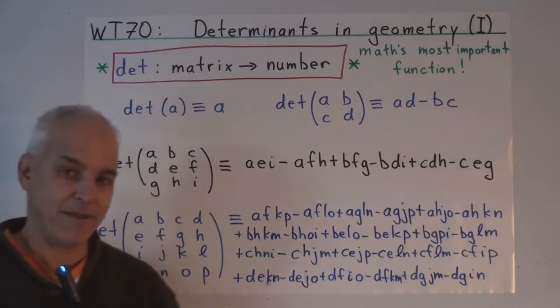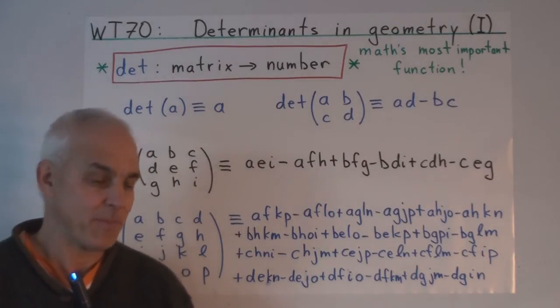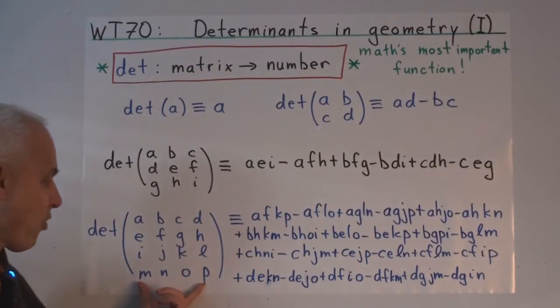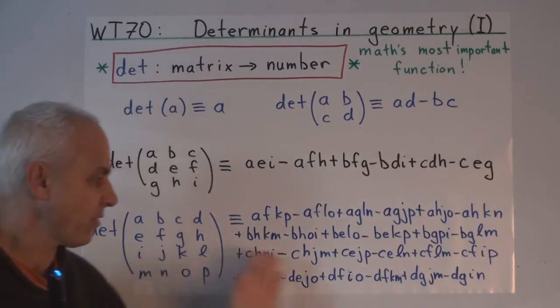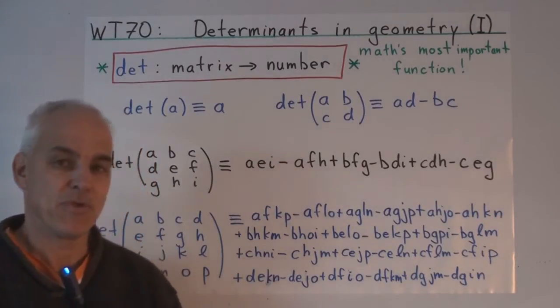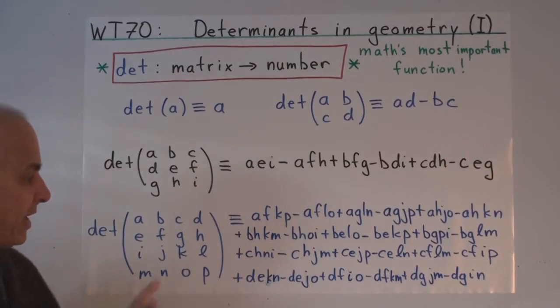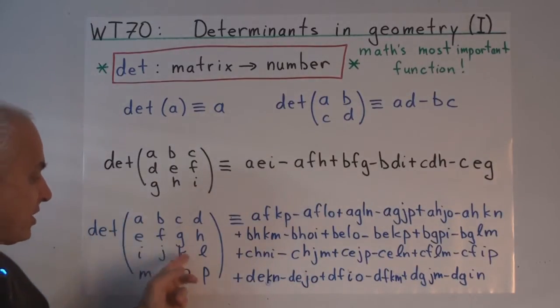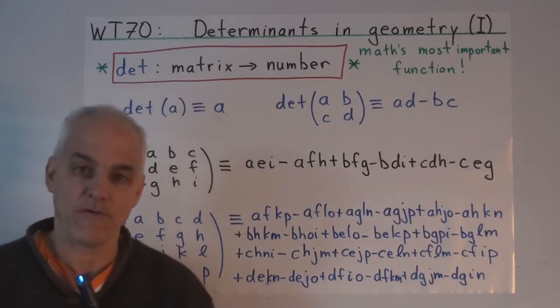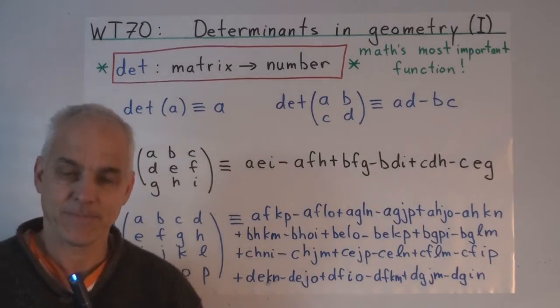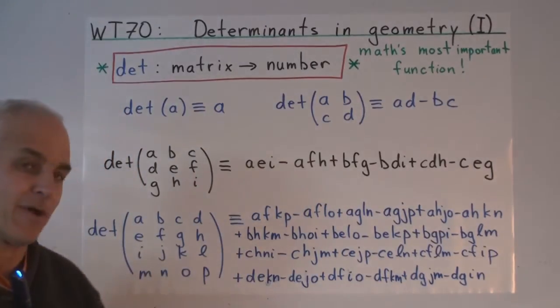It gets more complicated as the matrix gets bigger. Here's the determinant of this 4 by 4 matrix. We're not going to go through it. You can have a look at it. There are 24 terms. Each is a product of 4 different entries of the matrix. And I'll let you have a better look at it now.